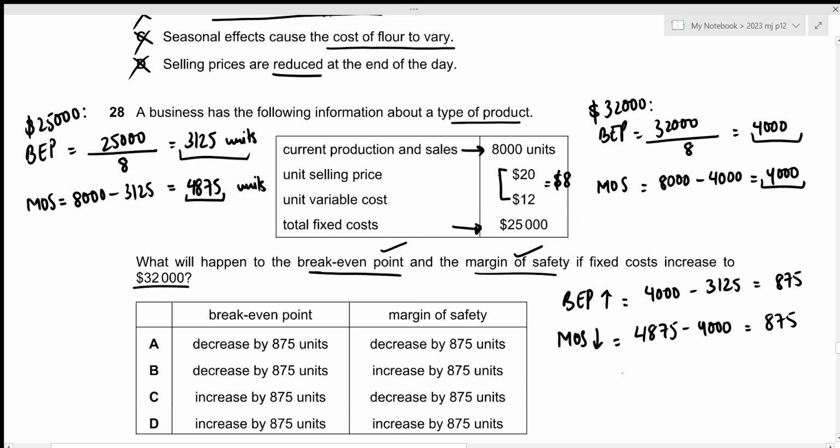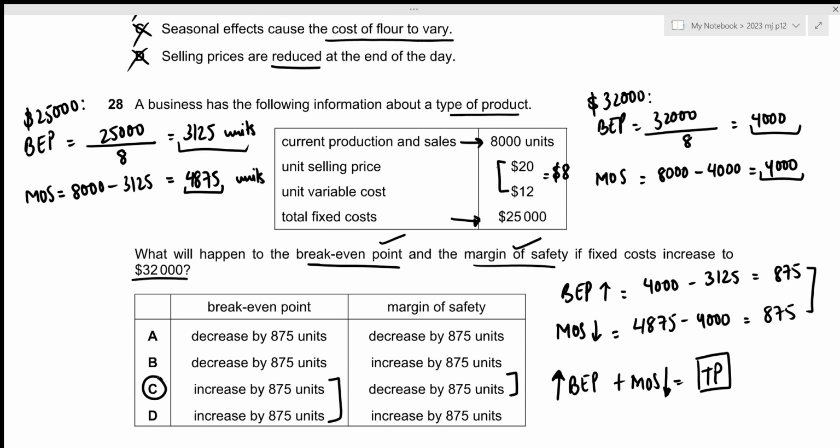So remember that the increment for break-even point should be equal to the decrement for margin of safety, because break-even point plus margin of safety will be equal to the total production. So if one increases, then this must decrease in order to remain at the same total production. So we're looking for increase by 875 and decrease by 875. That's given by option C.